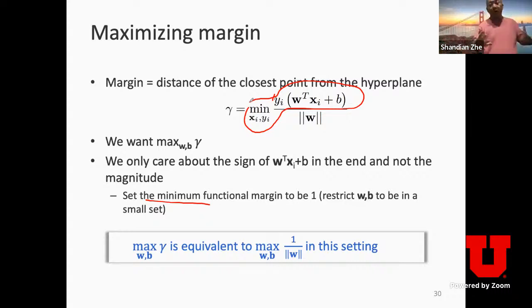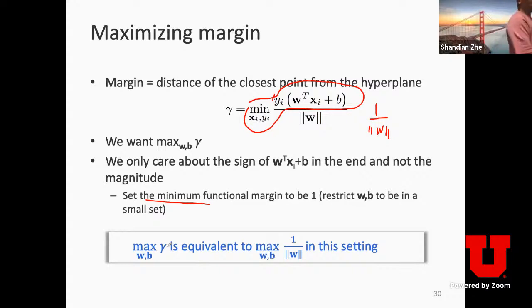And then we actually do not need to perform the inner minimization. Because I have already told you that the minimum of this numerator, or function margin, across the data set is 1, then your margin is automatically reduced to 1 over the norm of W. And we only need to solve the maximization problem. Does it make sense?